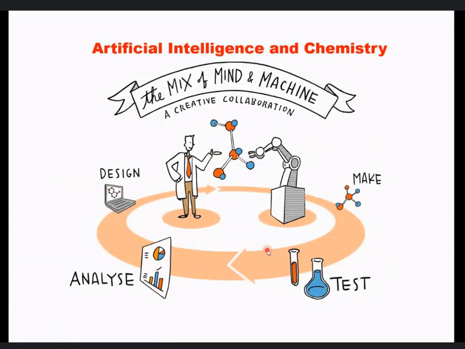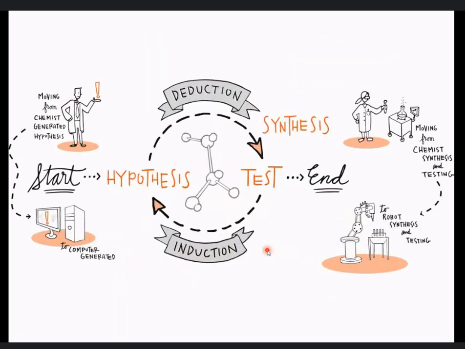Then the final thing is to say something about artificial intelligence and chemistry. A mix of mind and machine, a creative collaboration: design, make, analyze, test. So what is artificial intelligence? Probably the participants are familiar with artificial intelligence or machine learning or big data analytics. They are applied hugely in chemistry and biology, on both sides. So this cartoon shows hypothesis, test, and synthesis. I'm moving from chemistry synthesis to testing.